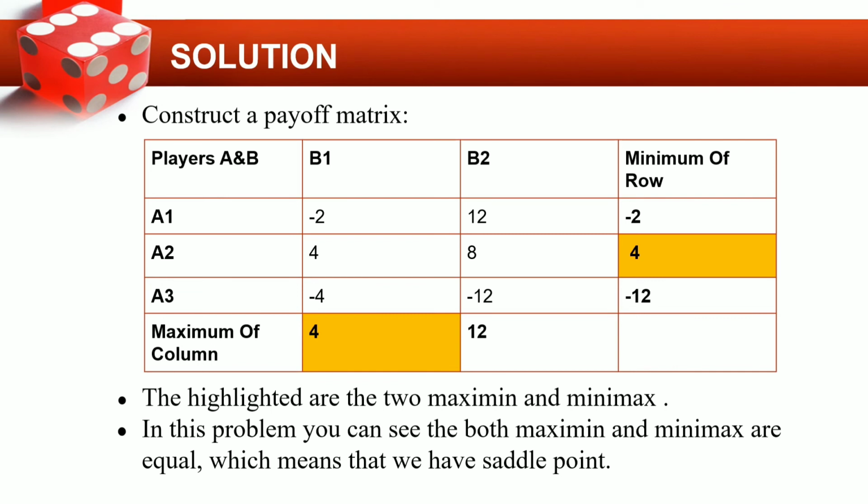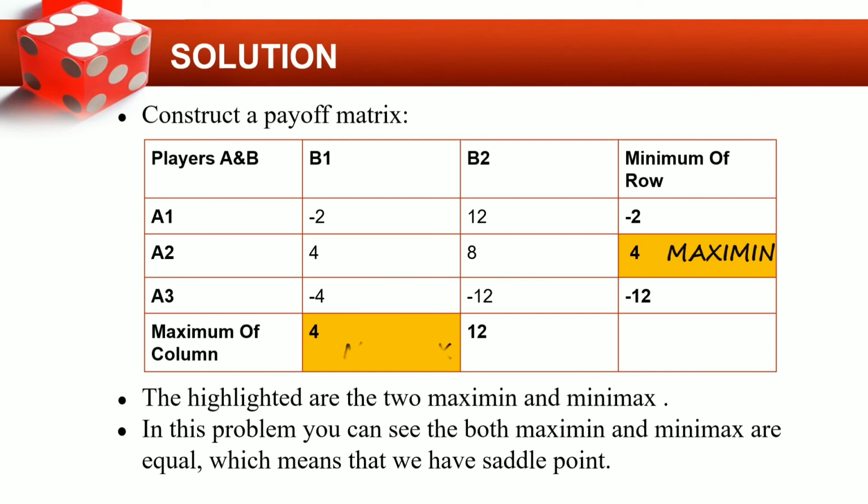Next, now let's find the minimax value. We will take the row called maximum of columns. From this particular row, we have to take the lowest value. So we can clearly see that between 4 and 12, 4 is the lowest value here. So now we will write it as the minimax value.